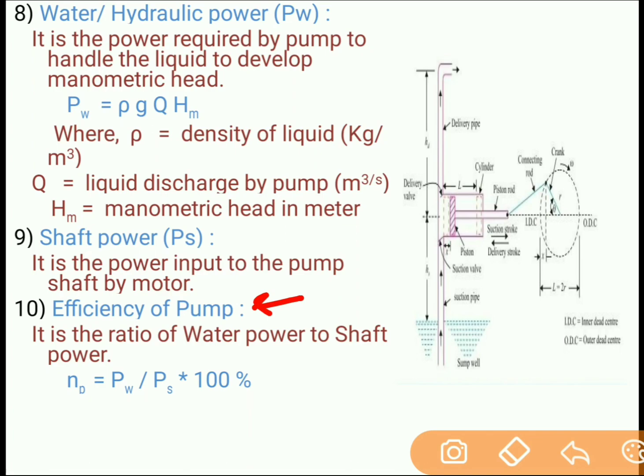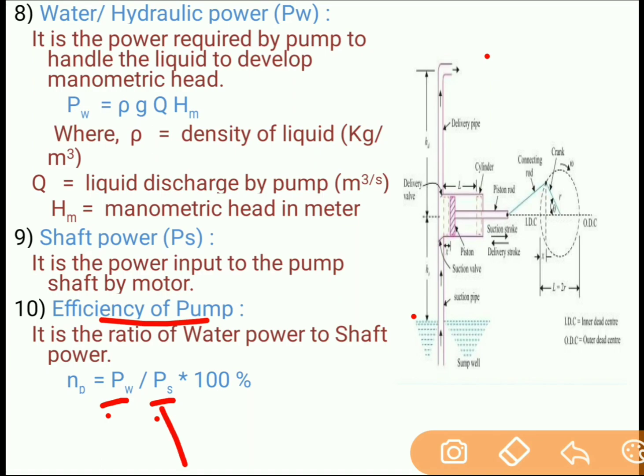Efficiency is the ratio of water power to the shaft power. The formula for efficiency is water power by shaft power into 100. So the power which is transferred by the motor to the pump is shaft power, and the power which is used to transfer the liquid from the sump to the delivery pipe is nothing but water power. And if we take the ratio of those two powers, we will get the efficiency of the pump.